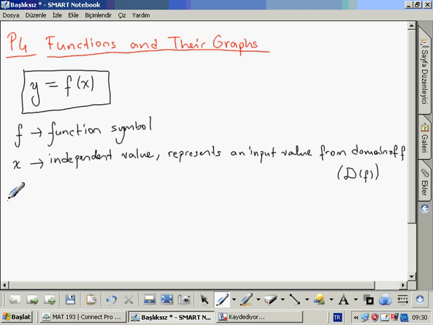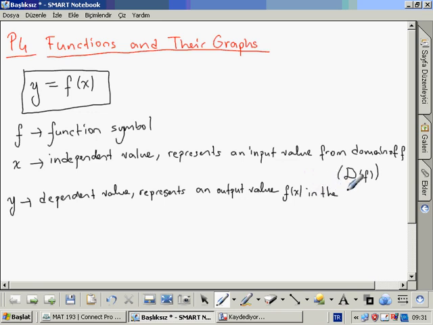Okay, and the y denotes the dependent value, and it represents an output value f of x in the range of f, and this is the range of f.